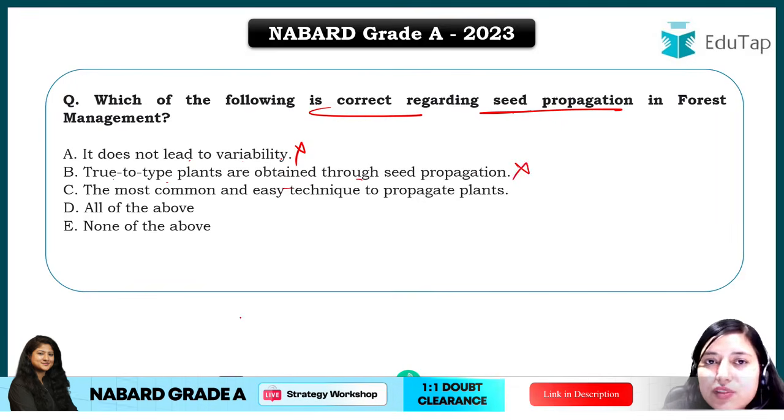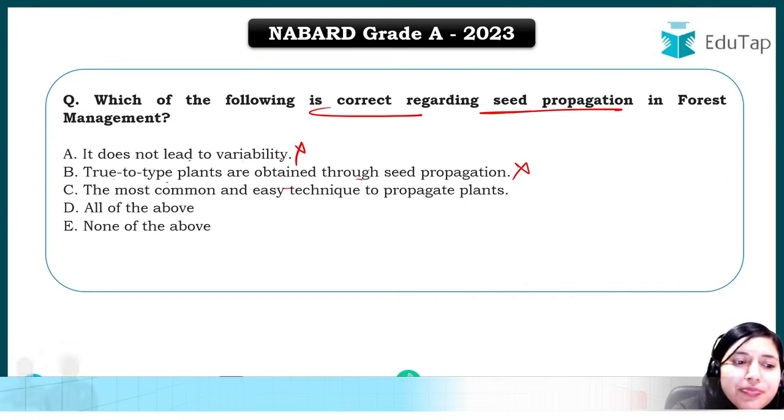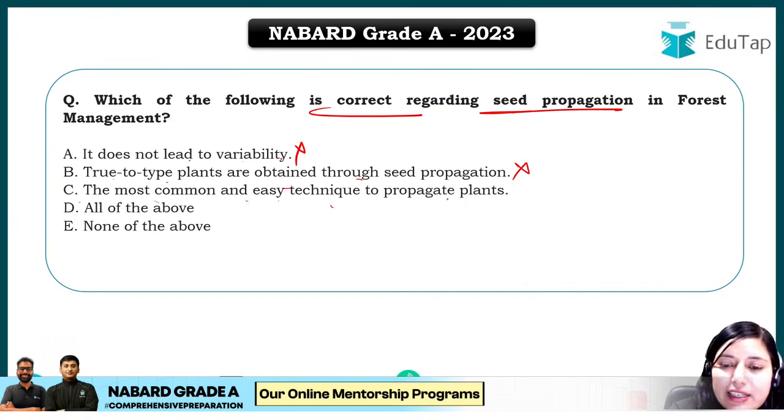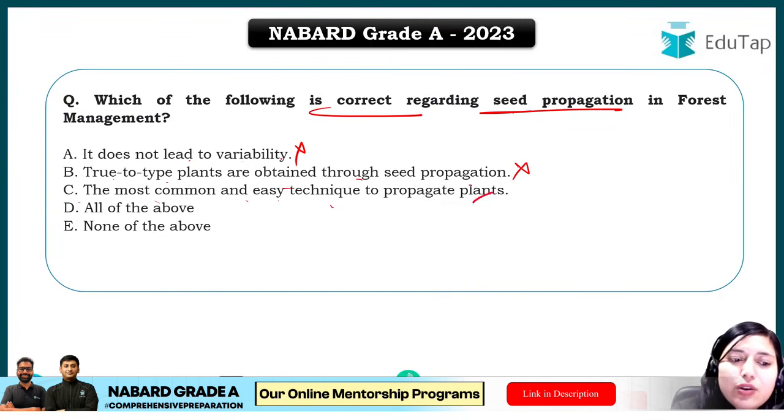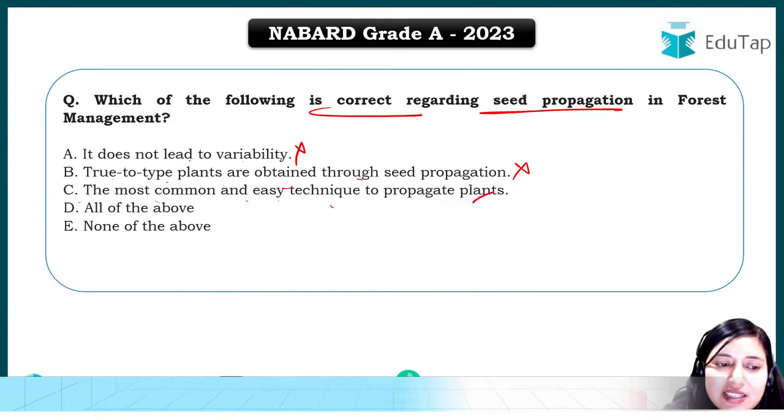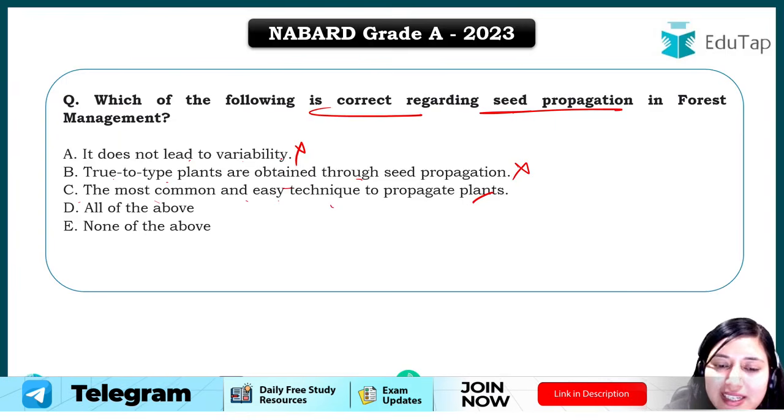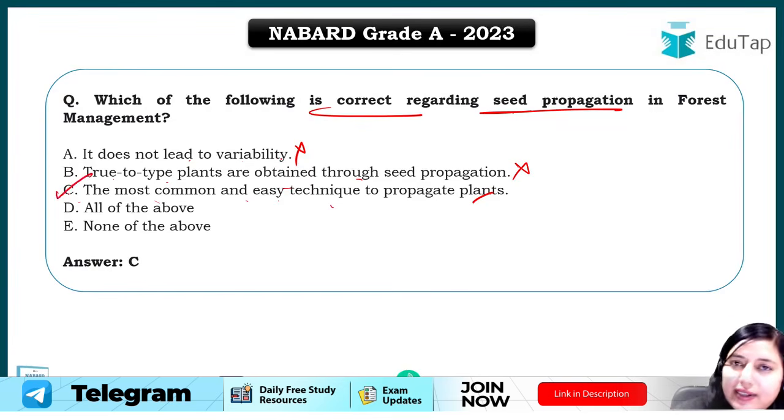In case of seed propagation, there are chances of cross pollination and variability can be there. The most common and easy technique to propagate plant, right? Yes, seed propagation can be considered as the common and easy technique to propagate plant. So answer here will be option C, right?